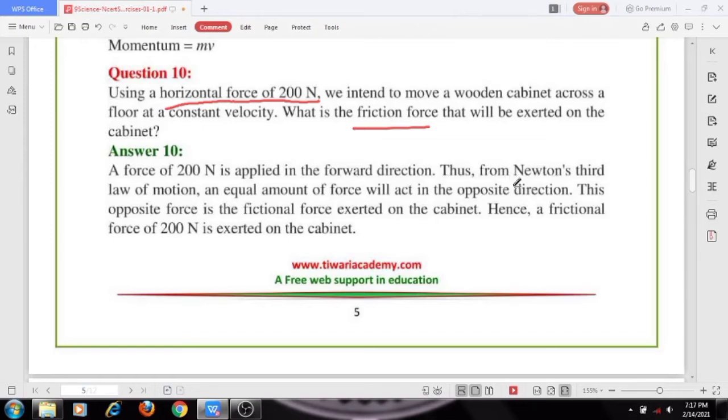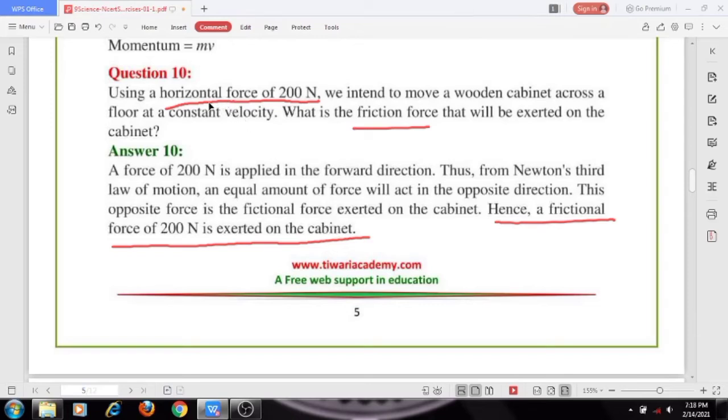This is from Newton's third law of motion. I think you can remember that. An equal amount of force will act in the opposite direction. So this opposite force is the frictional force exerted on the cabinet. So hence a frictional force of 200 Newton is exerted on the cabinet, because as Newton's third law of motion states, for every action there is an opposite reaction which is equal in magnitude but opposite in direction.